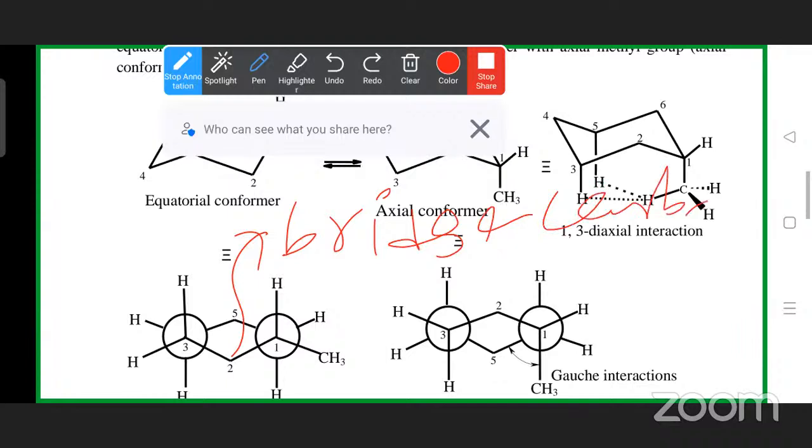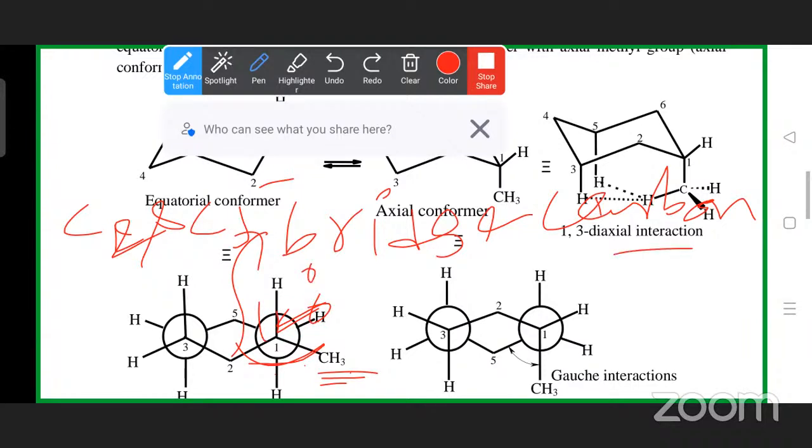Now this is a methyl group here, the bulky group. You see this much separation is there, 120 degrees separation. If the methyl is in the equatorial direction, you see it is 120 degrees separation.